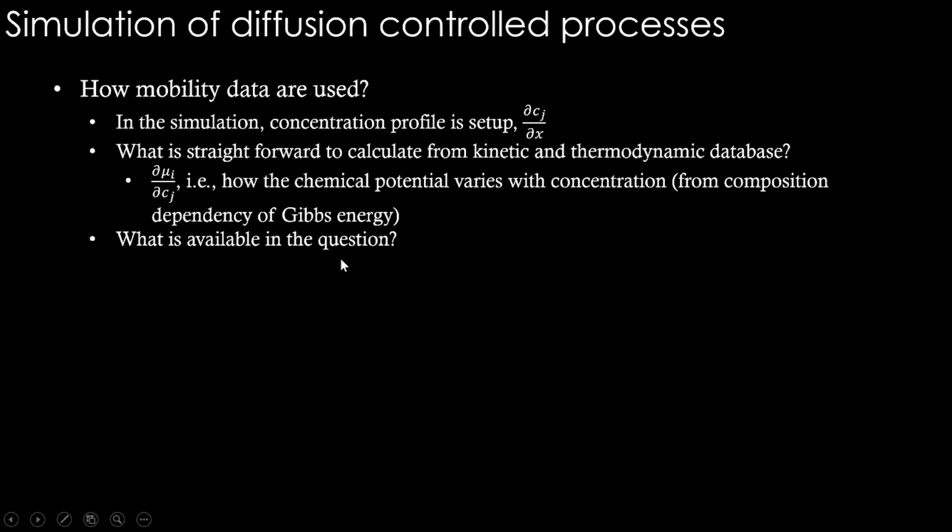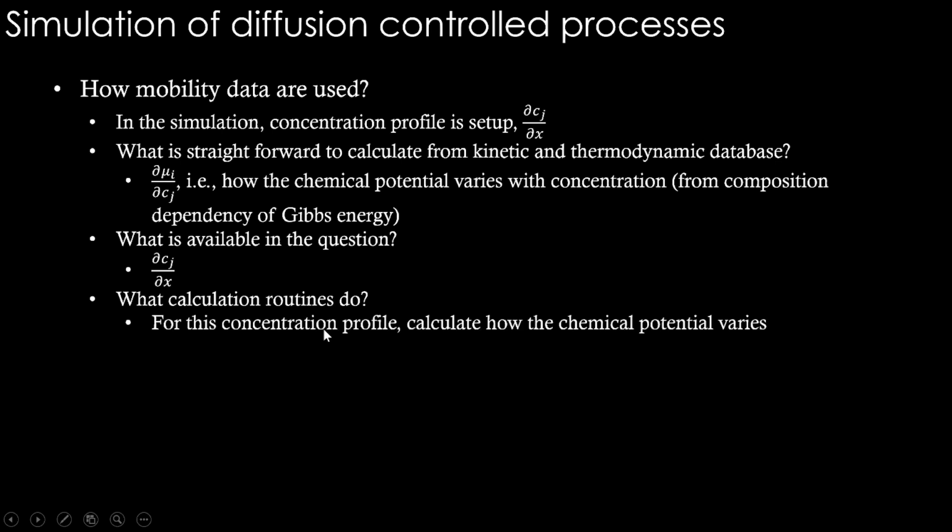What is available to simulate, what is available in the question, we have set up something here, right? So that is the one which is given in the question. Dou C by dou X, the initial concentration profile is given, and that's what is going to evolve with time. And what calculation routines to do to calculate that? For this concentration profile, we have some concentration profile. Calculate how the chemical potential varies. Okay, how to do that?